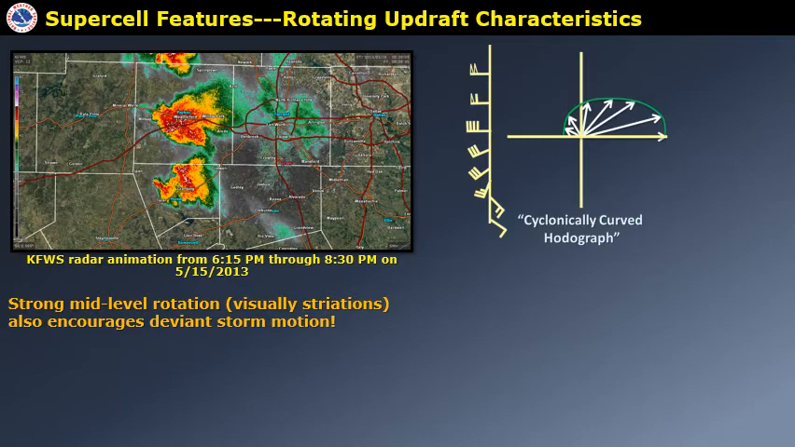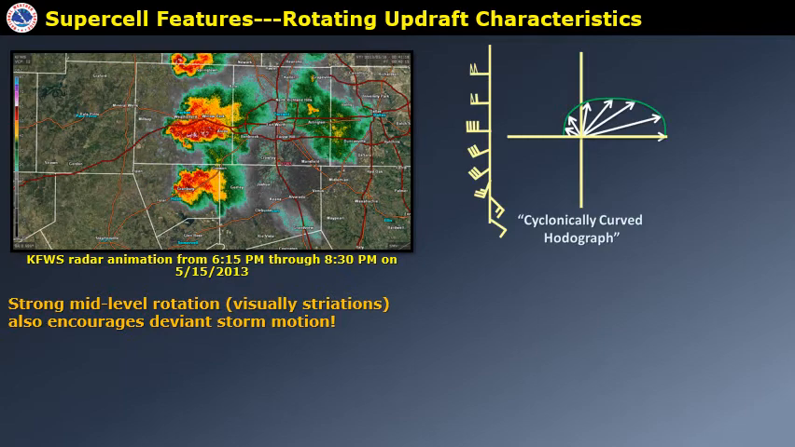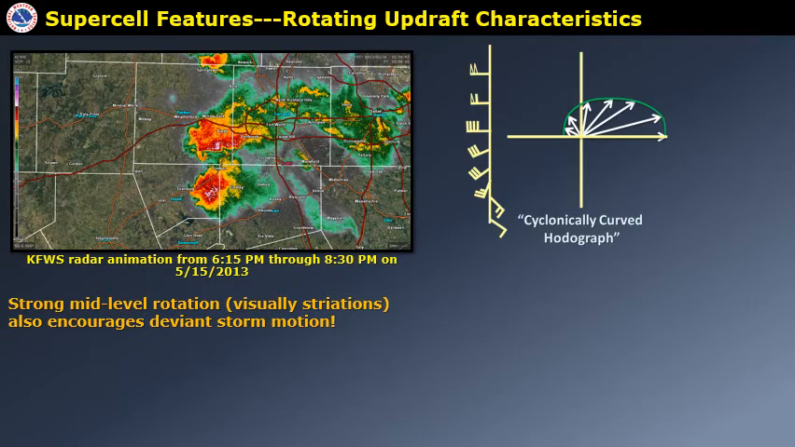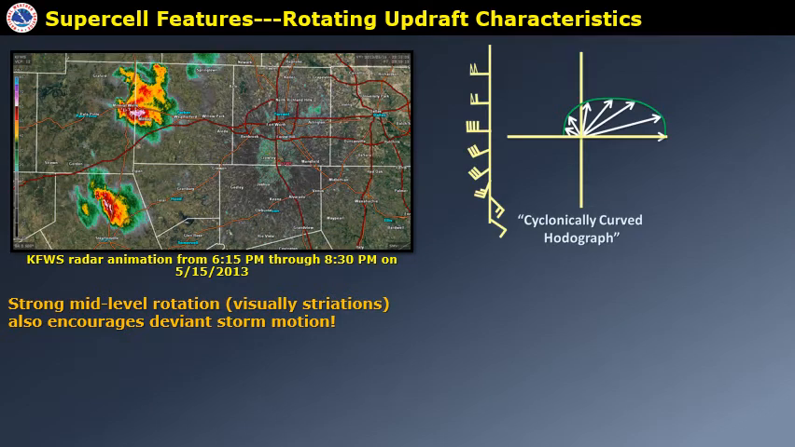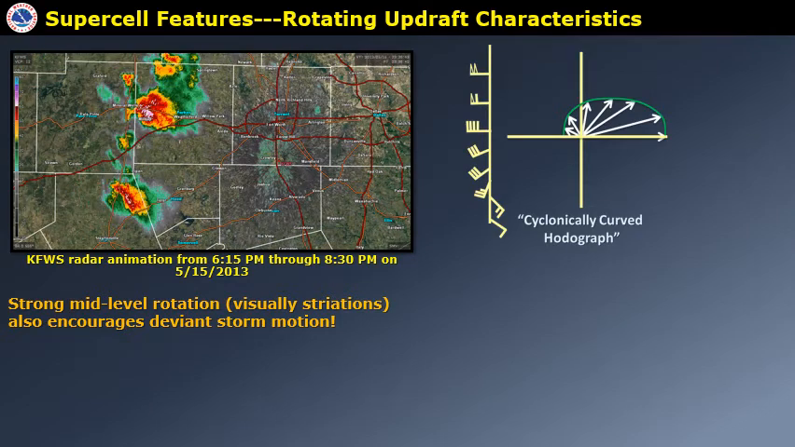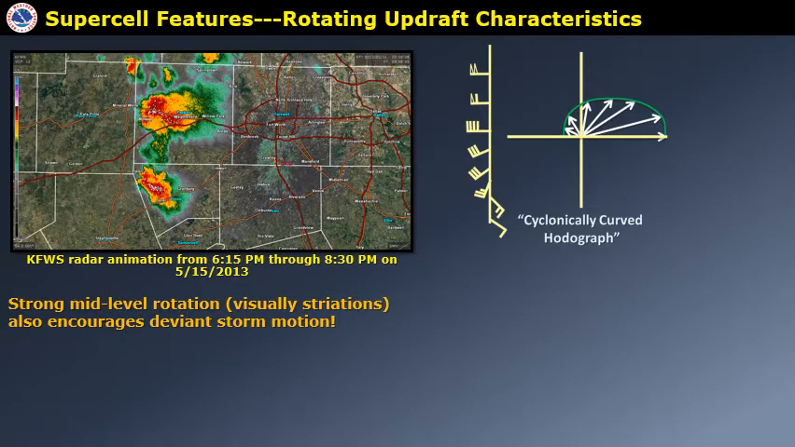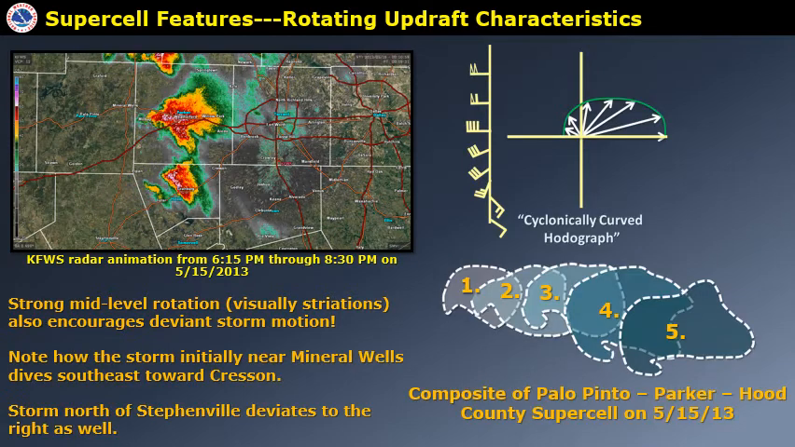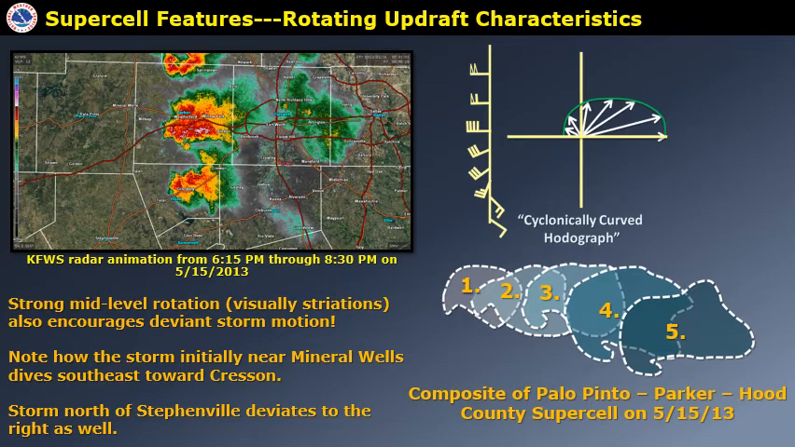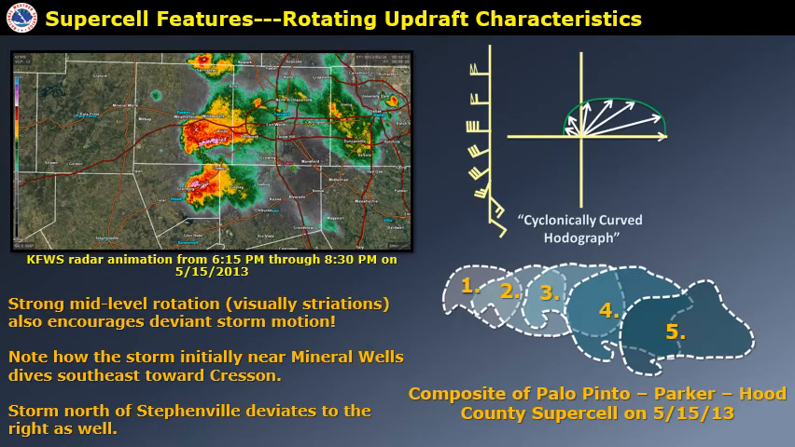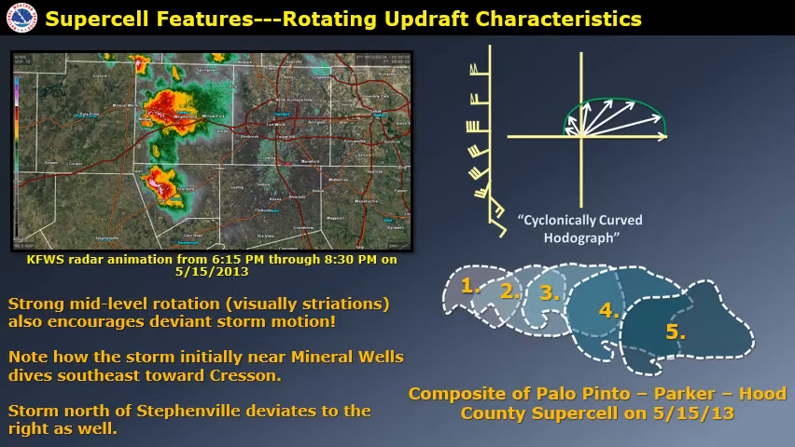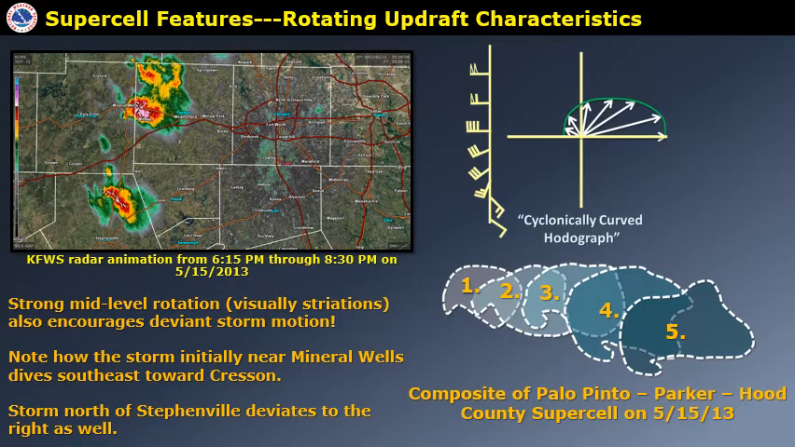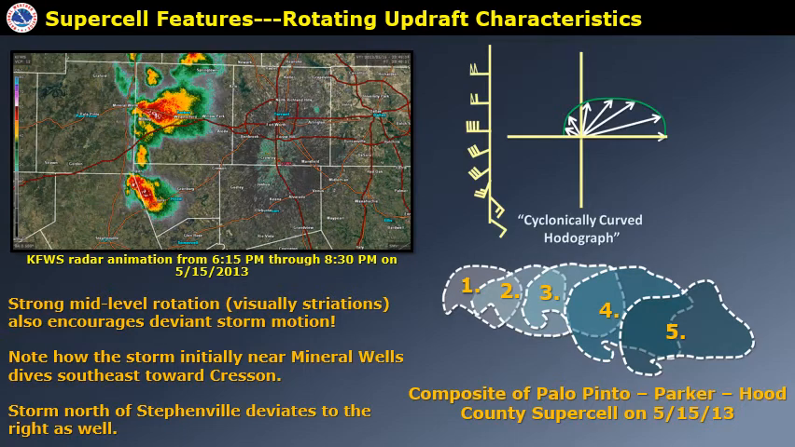We can see that this storm has deviated pretty sharply to the right, and that's a direct result of the strongly veered wind profile with height promoting healthy mid-level rotation. This mid-level rotation is the driver of deviant storm motion, and in this case, the storm dove sharply to the southeast toward Crescent. The storm north of Stephenville also exhibits a sharp deviation to the right.